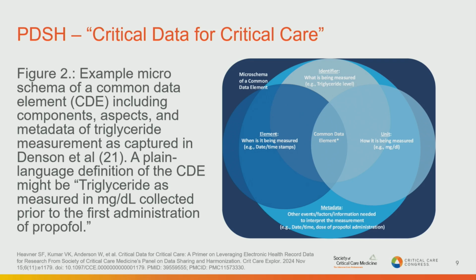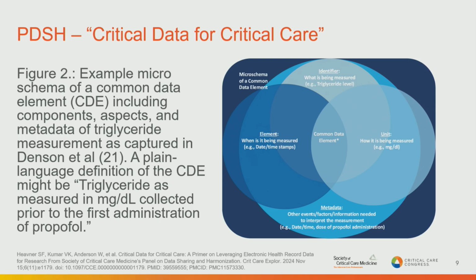There are some deep technical terms. Here we use the term identifier, which is what's used in data science to think about what is the actual thing that we're looking at and measuring. There's the units. There is the element itself, which will include concepts like the date and timestamp, helps get that temporality. And in this context, we might define the metadata as the relationship to that propofol infusion itself. So a plain language description of this might be triglyceride as measured in milligrams per deciliter collected prior to the first administration of propofol. That would give us a much clearer definition of what data actually needs to be collected and allow future use of that data to properly interpret the information.